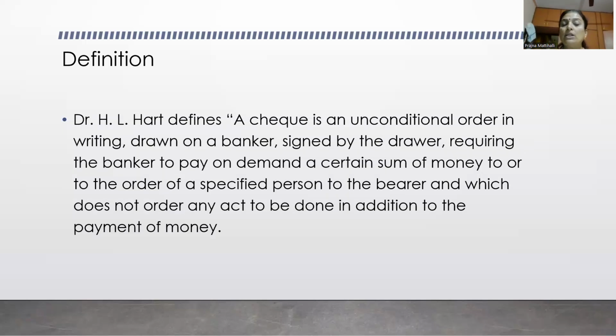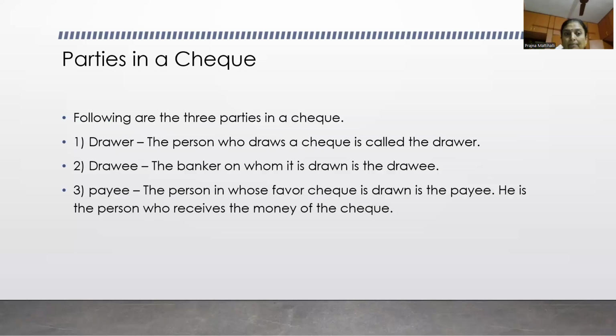Here, the definition is given by H. L. Hart. A check is an unconditional order in writing drawn on a banker, signed by the drawer, requiring the banker to pay on demand a certain sum of money to or to the order of a specified person or to the bearer, and which does not order any act to be done in addition to the payment of money.